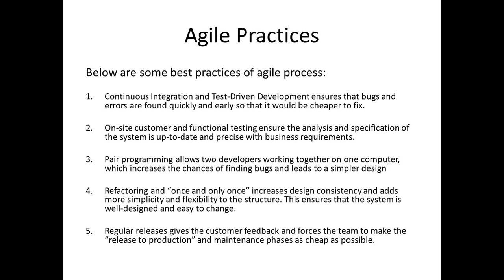Regular releases give the customer feedback and force the team to make the release to production and maintenance phases as cheap as possible, because it's not like at the end of the 3 years we are going to provide a release. It's a regular release, and that way we are going to get the customer feedback, and that makes the entire process more effective. So these are some of the best practices which we can get in the Agile process.